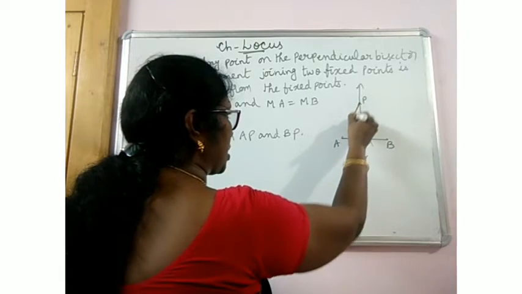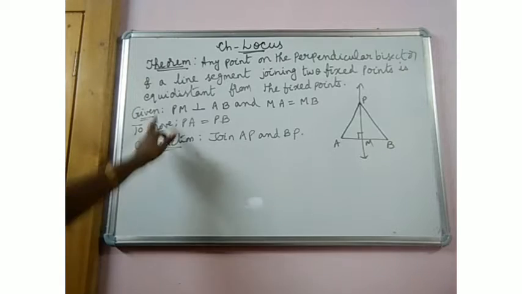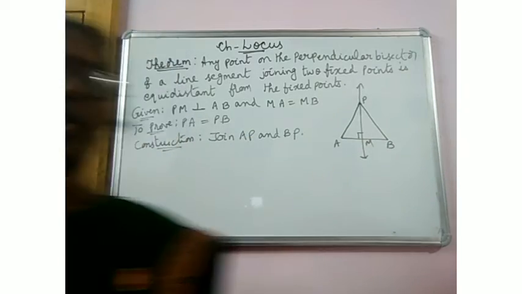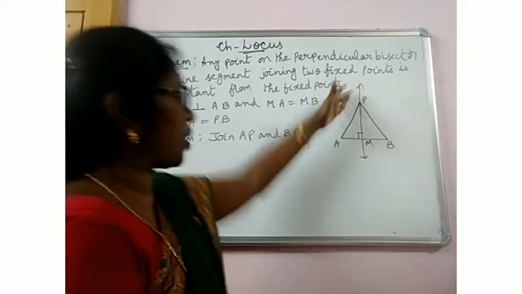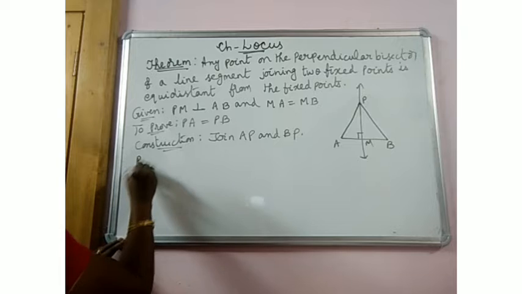For the construction, the step is to join PA and PB. What is given? PM is perpendicular to AB, and PM bisects AB. You have to prove that PA is equal to PB. Construction: join PA and PB. And then the proof.